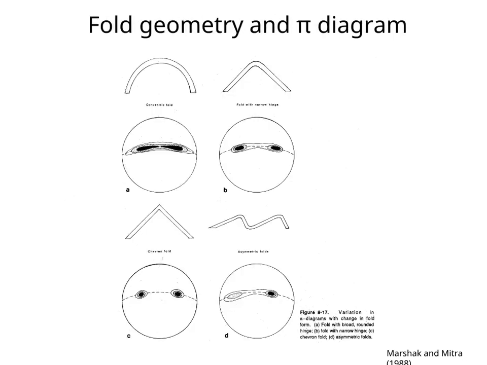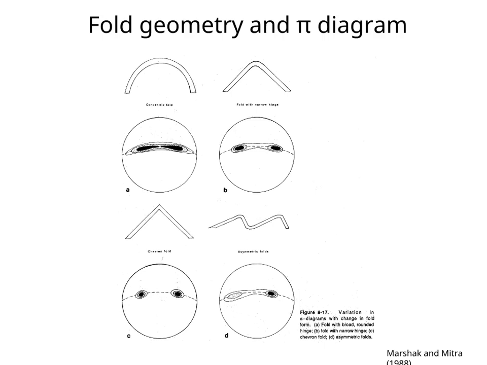These diagrams show the variation in pie diagrams, with change in fold form. A is a fold with broad, rounded hinge. B is a fold with narrow hinge. C is a chevron fold with two planar limbs and angular hinge. And D is an asymmetric fold. In D, the gentler and longer fold limb is indicated by the higher contour values, since there are more bedding measurements on this plane.